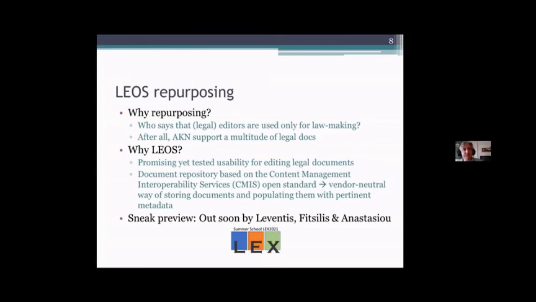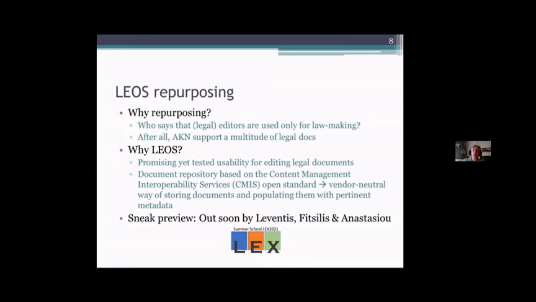And another point that we thought could be of interest is the following: LEOS uses the CMIS open standard, which is quite well known.